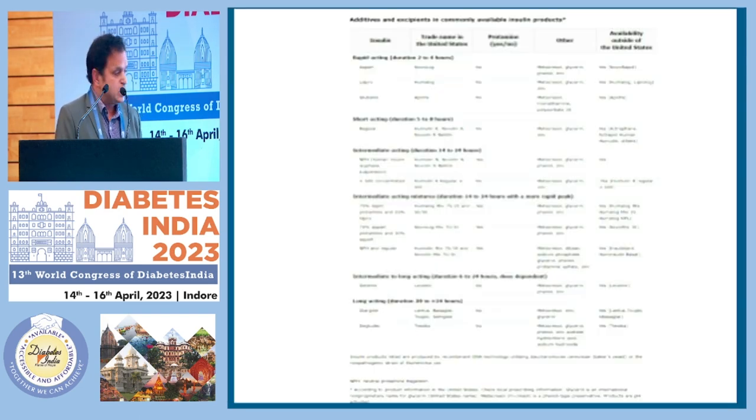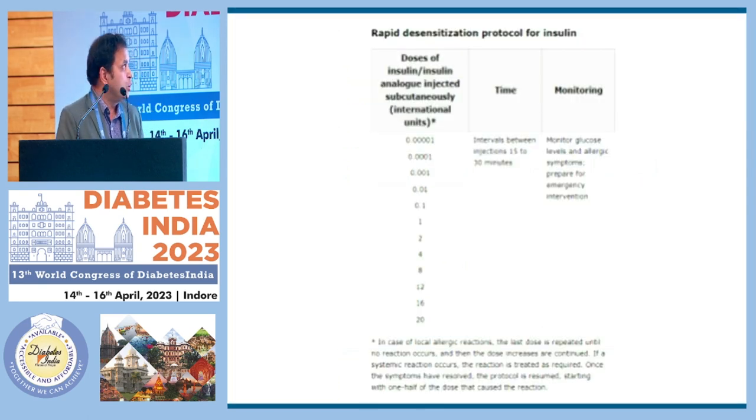And this slide is not so clear. We have published in the JCM which insulin has which additive. The person can be hypersensitive to the insulin molecule itself or to the co-formulation components like protamine, metacresol, or latex. So this chart will tell which insulin has which co-components that can be the cause of hypersensitivity, so that by using this chart you can pick and choose an alternative which doesn't have those molecules. And this is how you can do the rapid desensitization protocol for insulin.